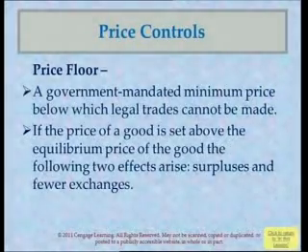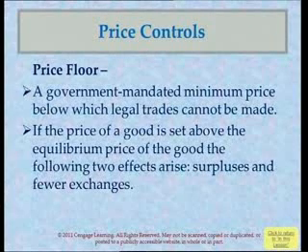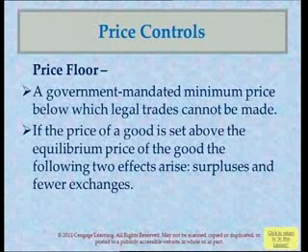So what is a price floor? It's a government-mandated minimum price below which legal trades cannot be made. If the government sets a minimum price, and the price is set above the equilibrium price, or the equilibrium wage of that market, two effects arise: surpluses and fewer exchanges. So for us, it's important to see the effect of a minimum wage, as an example of a price floor, in the market for unskilled labor.